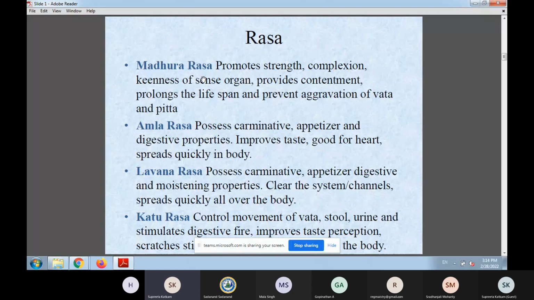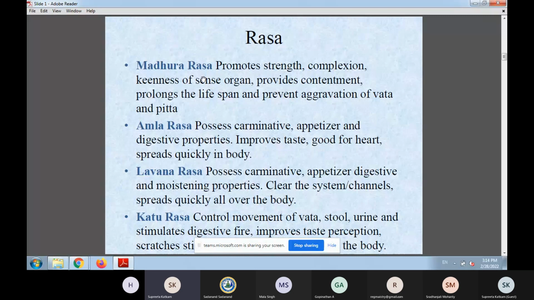Next, amla rasa. It is carminative as well as appetizer. So it increases the appetite and also helps in digestion. Improves taste. Good for heart. Spreads quickly in the body. So this amla rasa pacifies vata dosha.